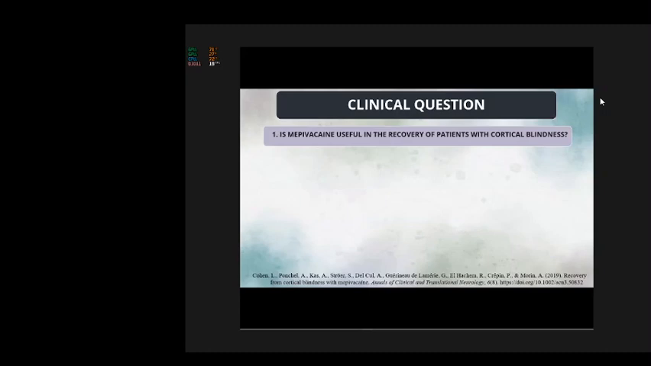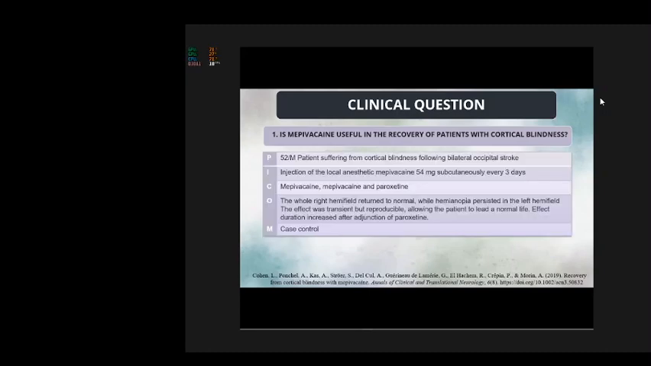My first clinical question is: is mepivacaine useful in the recovery of patients with cortical blindness? In this study, I've read a journal that included a 53-year-old male patient suffering from cortical blindness following bilateral occipital stroke. The intervention was injection of the local anesthetic mepivacaine 54 mg subcutaneously every 3 days, which was compared to mepivacaine and paroxetine.